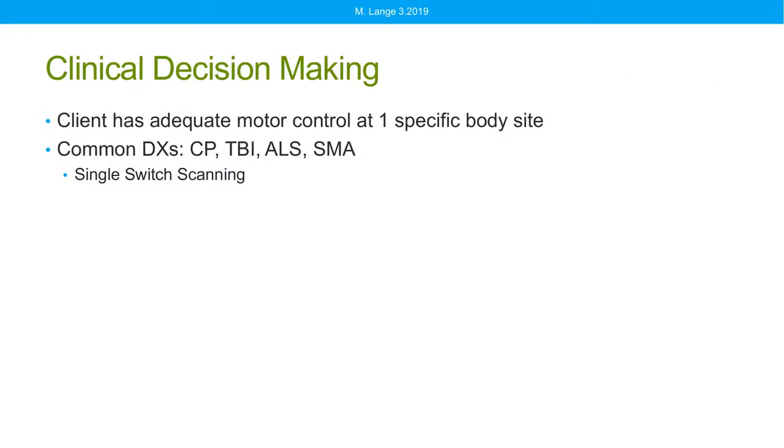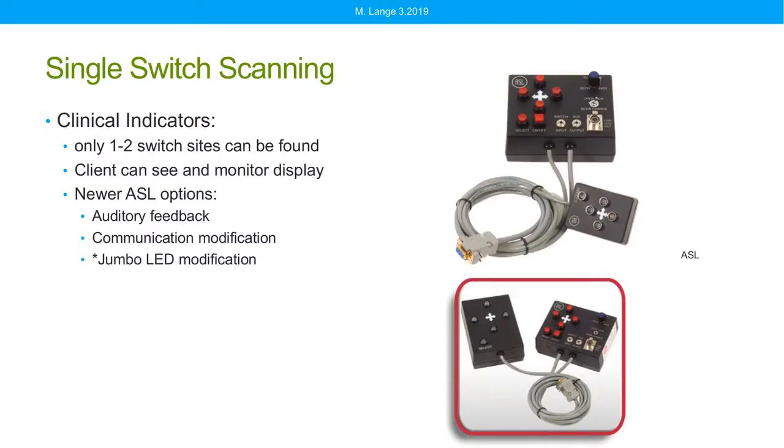And then finally, we do have an option for clients who can only control a switch at 1 location, and this is scanning. In this case, 1 switch is hit just 1 time momentarily, and these directions are automatically scanned rather than a step scan. When the direction I want comes along, I hit and hold my switch to move in that direction, release, and the scan starts again.